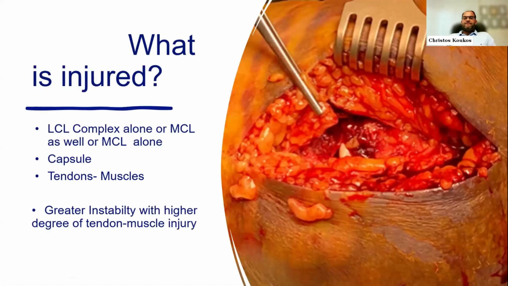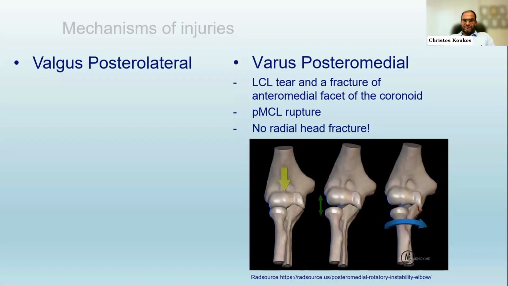What we actually have to find out all the time is what is injured. Is it the LCL complex? Is it the MCL? Is it both? Is it the capsule and the tendons? Because we know the higher the degree of tendon and muscle injury, the greater the instability. The mechanism of injury in elbow dislocations is mostly valgus posterolateral, which we're going to talk about in a bit, and all the theories behind it.